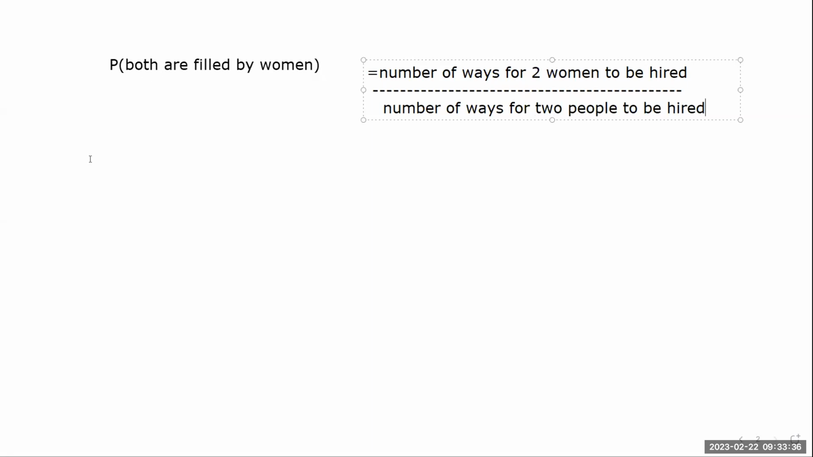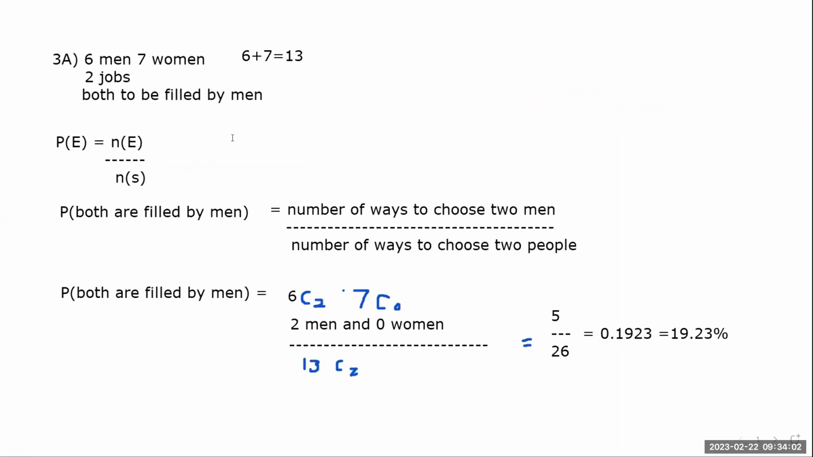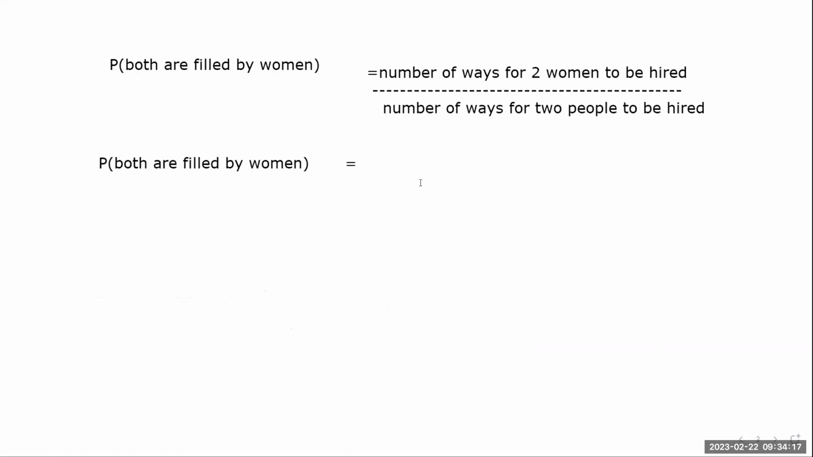So let's do this. We have the probability that both are filled by women. Now, let's look at this. This is going to be the number of ways to hire 2 women and no men. So let me remind you, back here, we have 6 men and 7 women. So from the 7 women, we're hiring 2 of those.